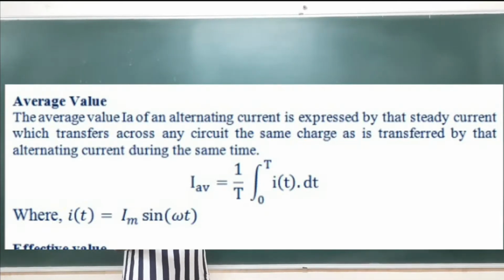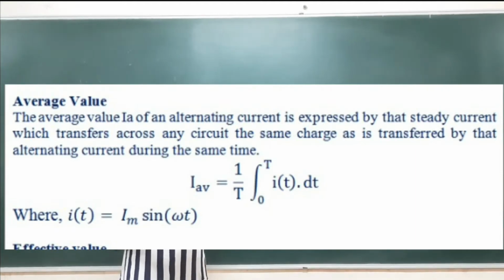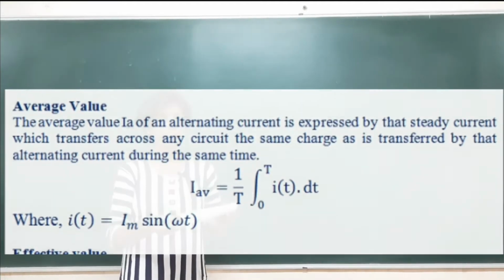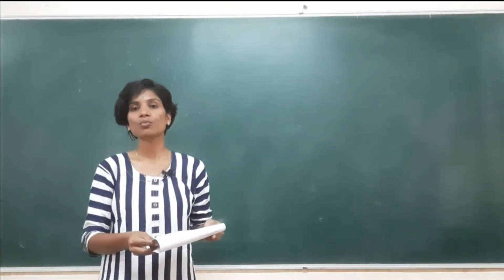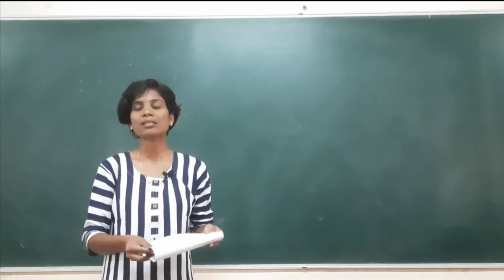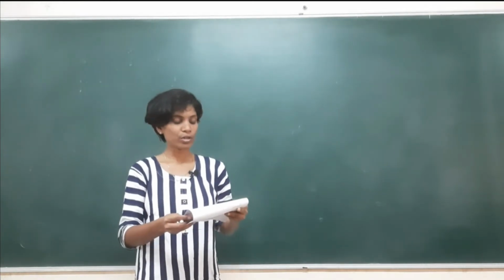Right. So this is the definition, and in mathematical form we can write it using this expression, where i(t) is the instantaneous current equation in the form Im sin omega t. So this is about the average value. In a similar way we can define effective value. Most of you may have the doubt: what is effective value? That is nothing but the RMS value. So what is RMS value?